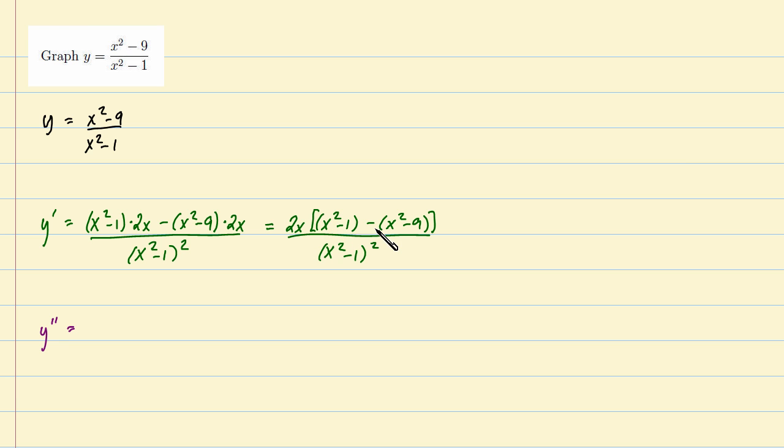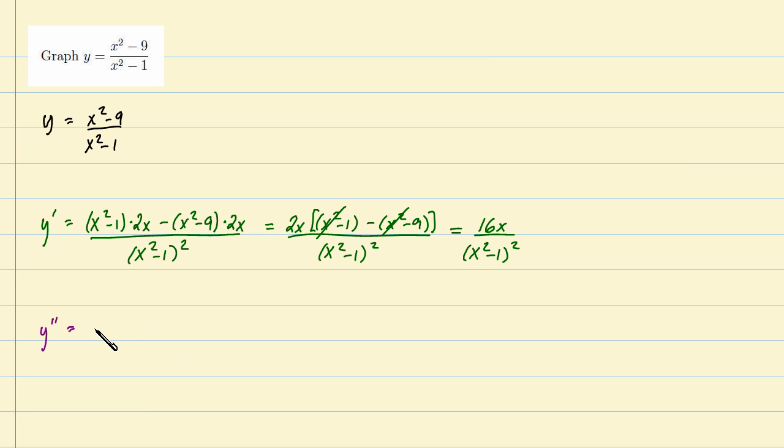Of course, then we have an x squared minus an x squared, so those are going to cancel. And you also have a negative 1 minus a negative 9, which is a positive 8. So combining the 8 here with the 2x, we have 16x over x squared minus 1, that quantity squared. Now this is pretty tight, this is fairly simplified, so let's turn our attention for the moment to the second derivative.